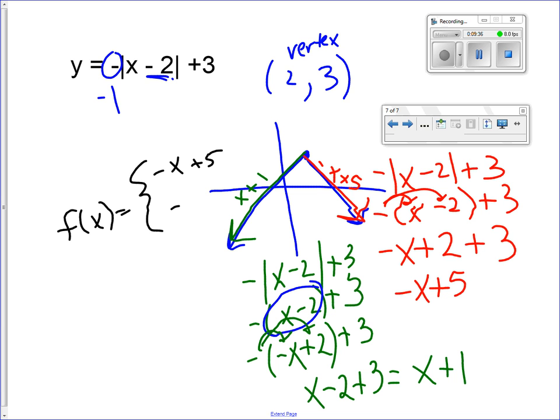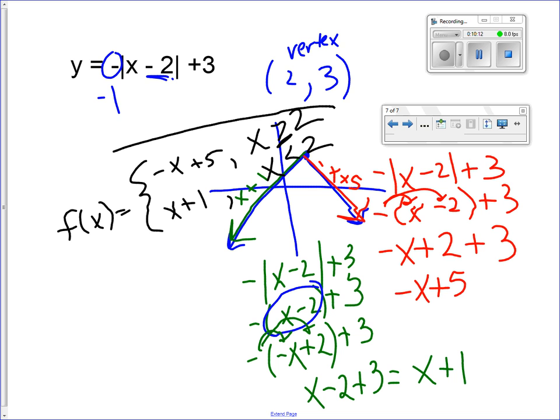It doesn't really matter which piece you write on the top, which piece you write on the bottom. Just remember that you need your domain restrictions. So this red piece, negative x plus 5, that's to the right of the vertex, so when x is greater than 2. And then the piece to the left of the vertex is when x is less than 2. And then which rule should you use it for? Well, you can pick. It can follow either the green rule or the red rule. So one of those gets the or equal to sign. Doesn't matter which one as long as it's only one. So this here in black, that is a piecewise function that matches that absolute value function. This is the end of our notes.